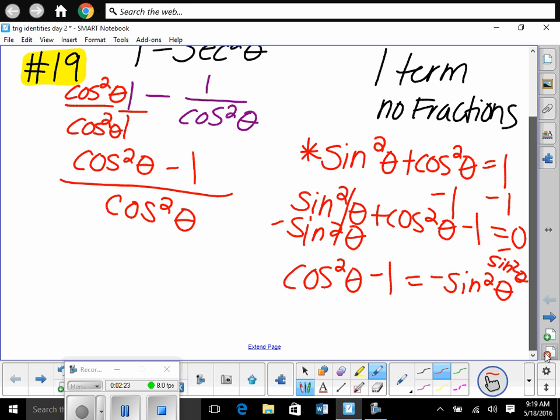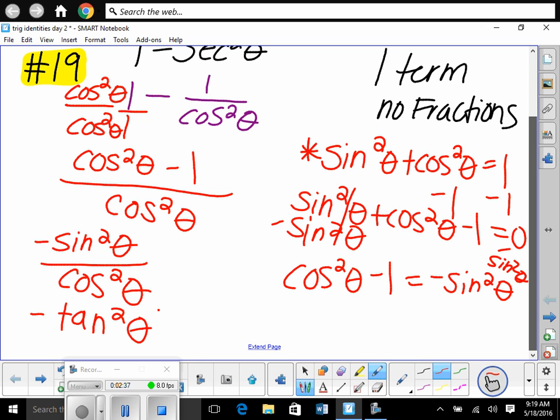So we'll replace that. We have negative sine squared theta over cosine squared theta, and we're almost done. Last step. What's sine over cosine? Tangent. So our answer is negative tangent squared theta. There's no fractions, it's one term.